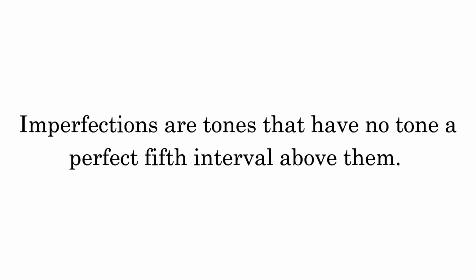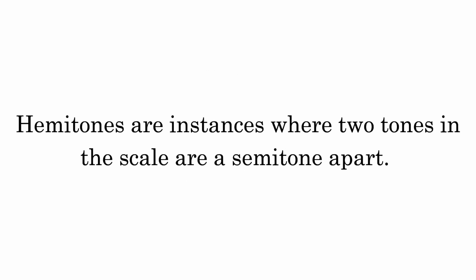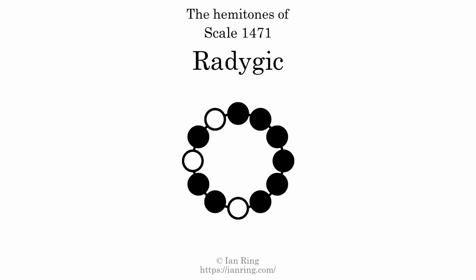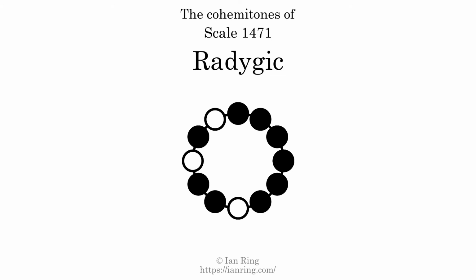Imperfections are tones that have no tone a perfect fifth interval above them. This scale has 2 imperfections. They are at positions here and here. Hemitones are instances where two tones in the scale are a semitone apart. This scale has 6 hemitones. They are at positions here, here, here, here, here, and here. Cohemitones are instances where two hemitones are beside each other. This scale has 4 cohemitones. They are at positions here, here, here, and here.